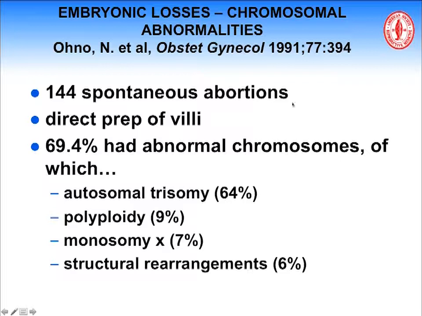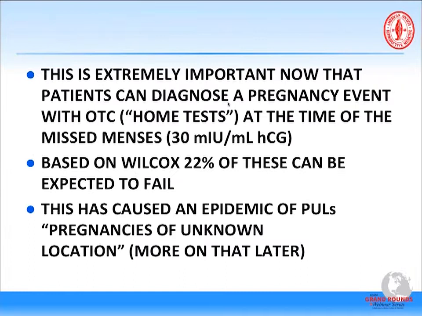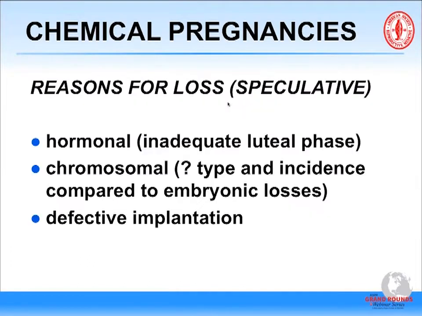In terms of embryonic losses, this article, now almost 25 years old by Ono, is still the largest and the best study. What did Ono do? Took 144 spontaneous abortions, did direct preps of the chorionic villi. Direct preps of the chorionic villi.